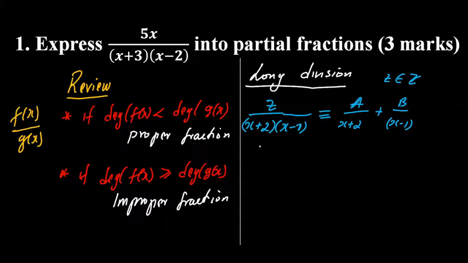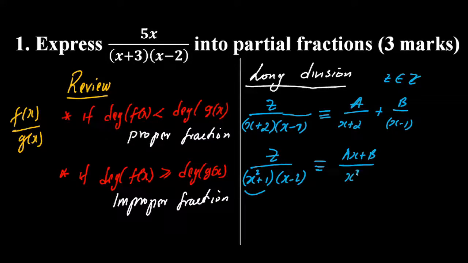Now, if we have a partial fraction, let's say z divided by (x squared plus 1)(x minus 2), first of all, it is proper because the degree down is 3 and the degree up is 0. So 0 is less than 3. Therefore, it's a proper fraction and we simply go directly. If we look at this carefully, it's in the form of a quadratic. So we have ax plus b divided by x squared plus 1, plus c divided by x minus 2.